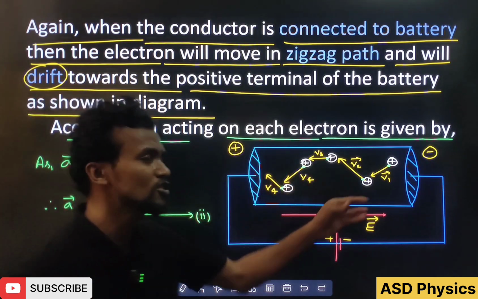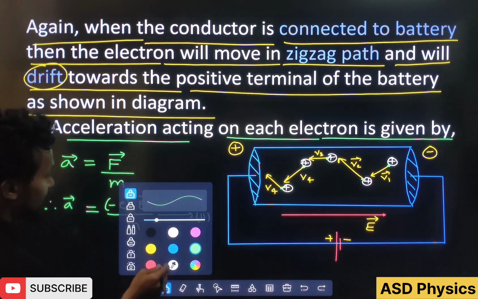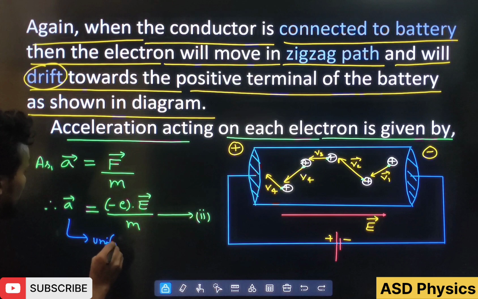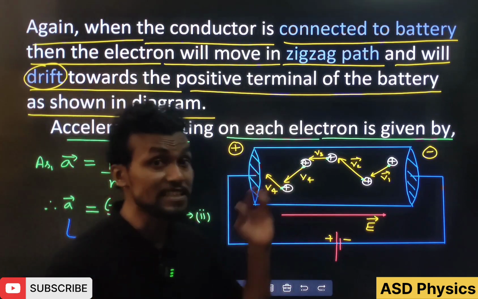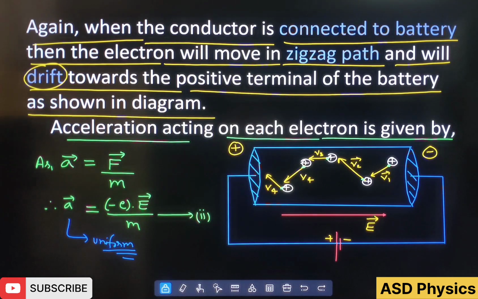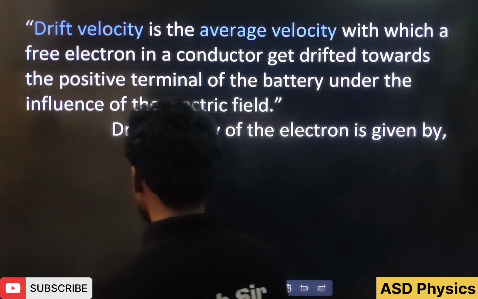Even on a single electron, or any electrons, all of them have the same acceleration. And remember that this acceleration is uniform acceleration. Velocity may keep changing because of the collisions, but acceleration is uniform. That's why we can use the equations of motion here. Okay students, so kindly see very well how the electrons are moving in a zigzag path. As of now we have made 2 equations. Great. Now we are going to see what is the drift velocity.